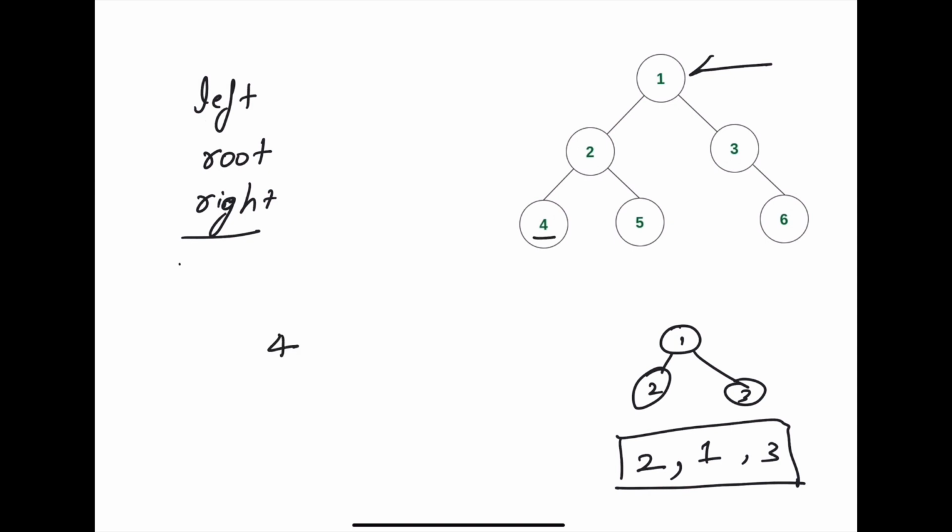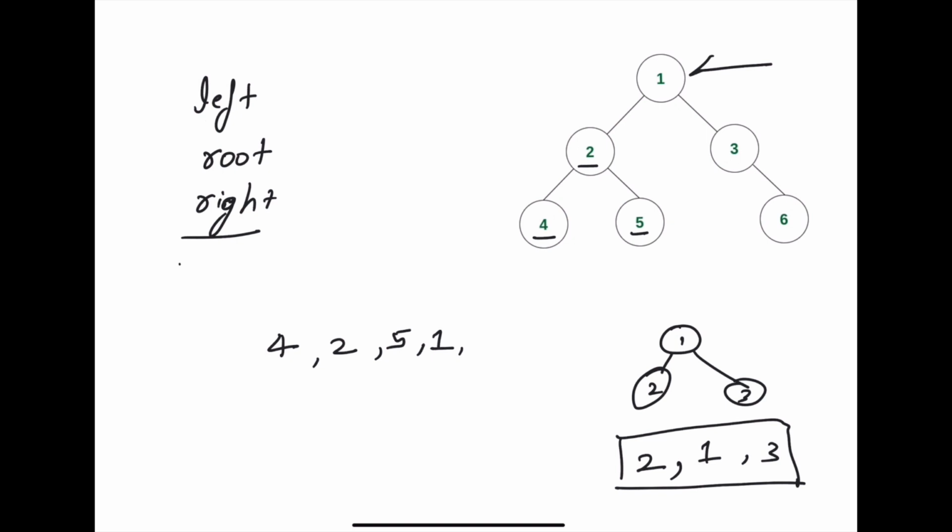Now since we have visited 4, we will track back to 2. In 2, we have visited the left child of it, and it does not have any more left child, so we will print 2. Post that we will visit the right child of it. The right is 5, and 5 does not have any left child or right child, so we will print 5. Now again we will trace back to 2. Both the children of 2 have been covered, and 2 is also covered, so then we will track back to 1. For 1, all the left side is covered, so we will print 1.